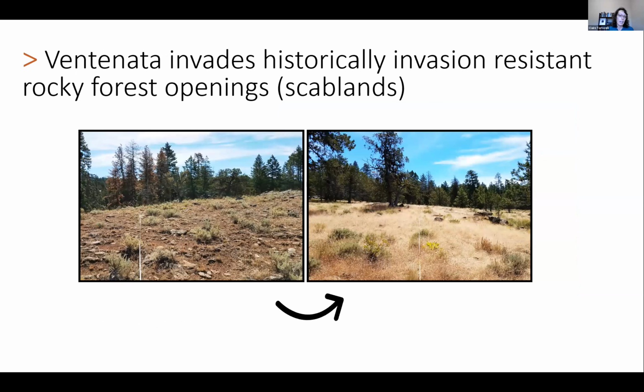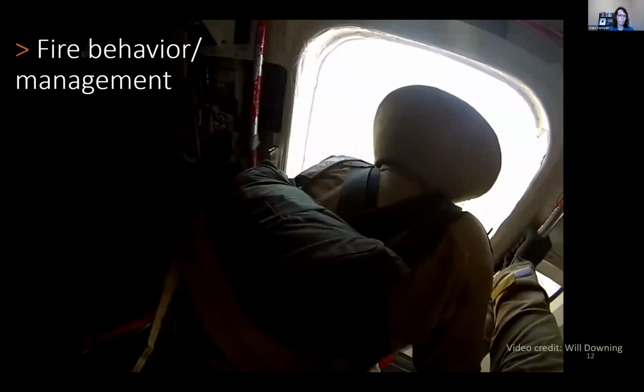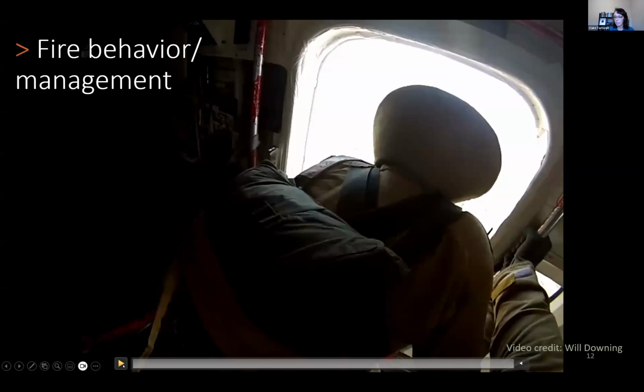So ventenata, like I mentioned, has been heavily invading these historically non-forest, invasion-resistant scabland patches. And that could be very concerning for the biodiversity in these patches that didn't evolve with fire really at all. These are very sparsely vegetated areas. They hold a lot of endemic species, and they historically really just didn't burn. If they did, it was very patchy, very isolated burns. And now we're seeing these extensive burns across these scablands, likely fueled by all of this increase in fuels by ventenata. And so this could be really problematic for fire management.